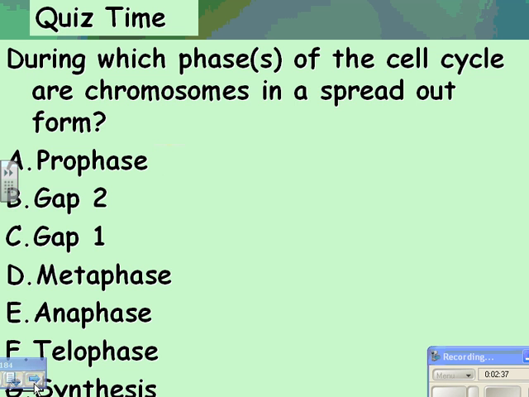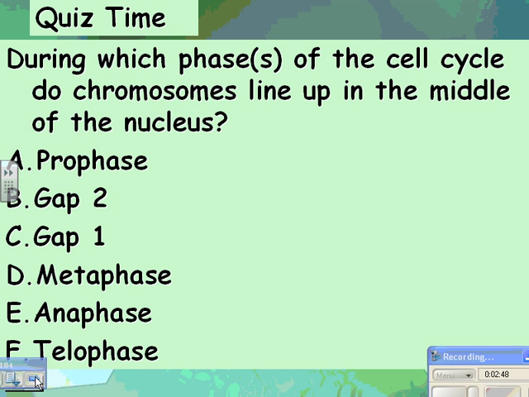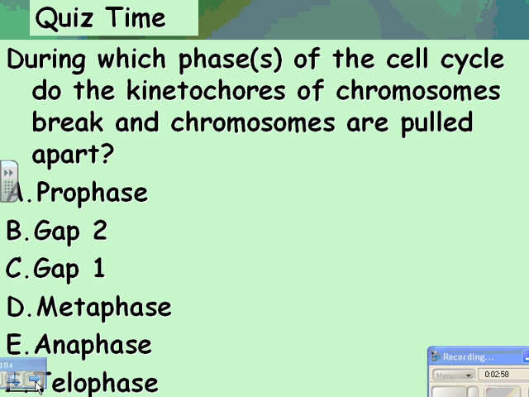In which parts of the cell cycle are the chromosomes spread out? Well, that would be gap 1 and gap 2 in synthesis. They start that way here and end that way here, but I think I'm probably not going to do that. During which phase of the cell cycle do chromosomes line up in the middle of the nucleus? That's only metaphase. During which phase of the cell cycle do the kinetochores of chromosomes break and the chromosomes are pulled apart? That's anaphase. You should be pausing this as you go, hopefully.